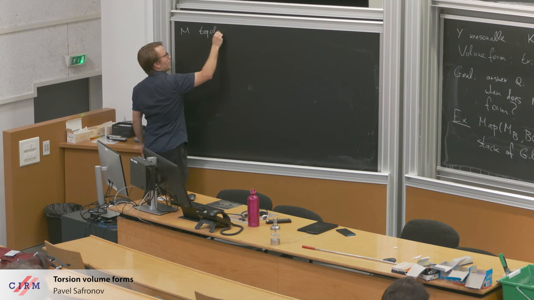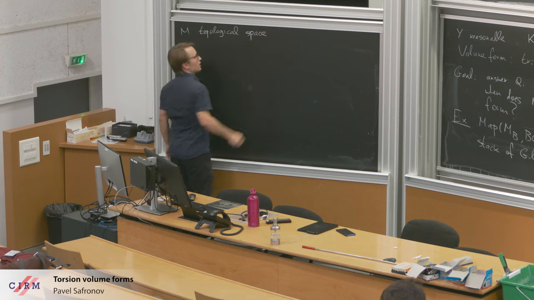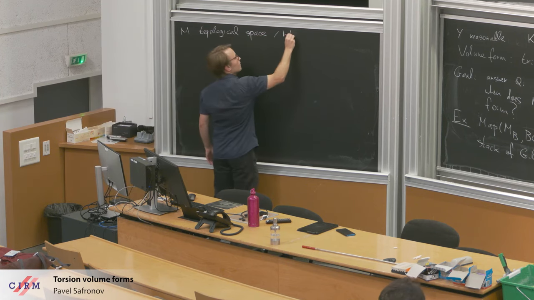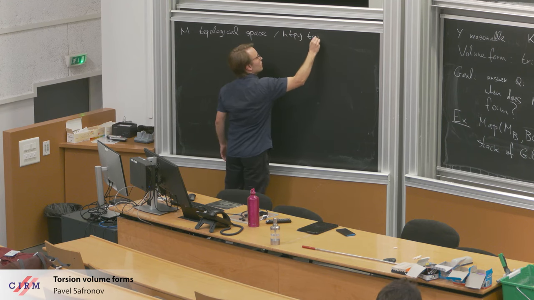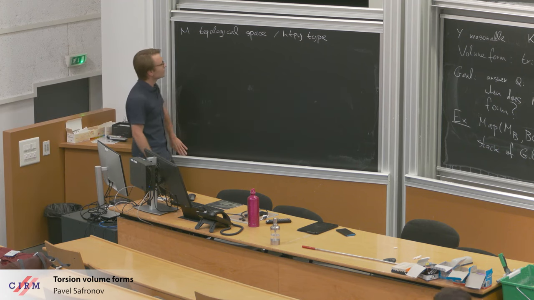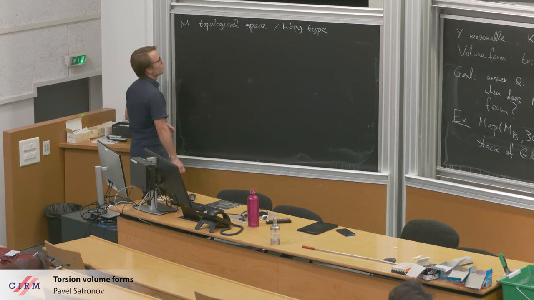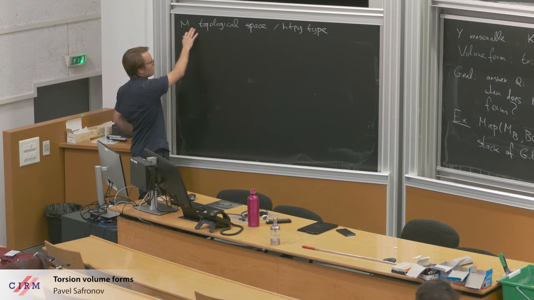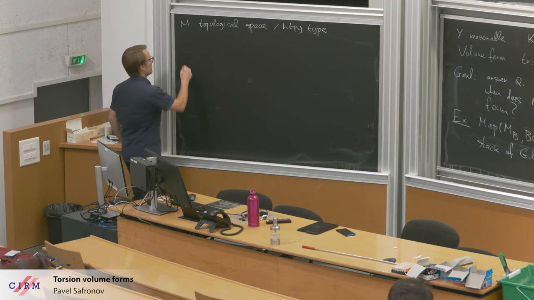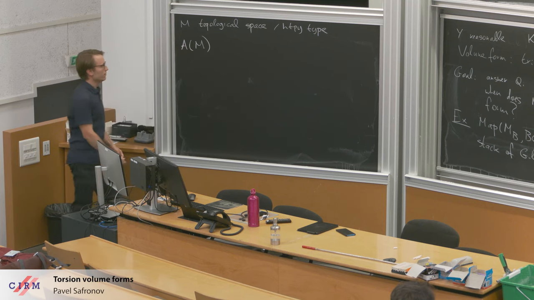Okay, so let's say M is a topological space. And really, when I say topological space, I just mean a homotopy type, or anima, as some people like to call it. Okay, so to this topological space, you can associate a kind of K-theory, which is called the A-theory of M.